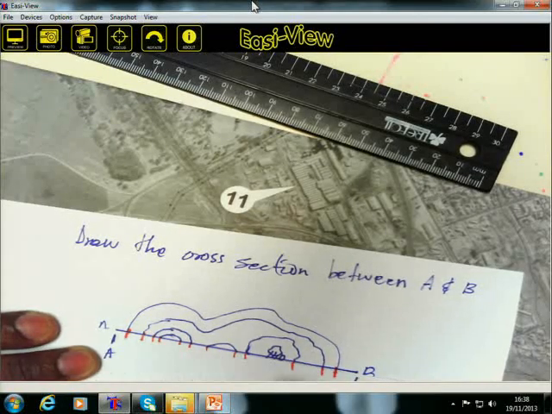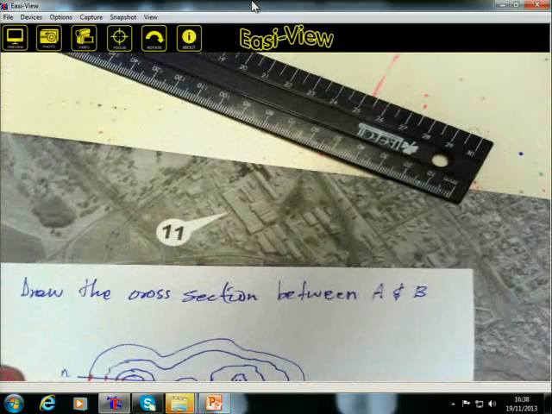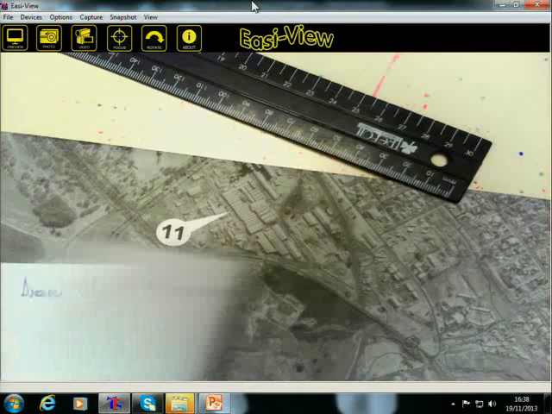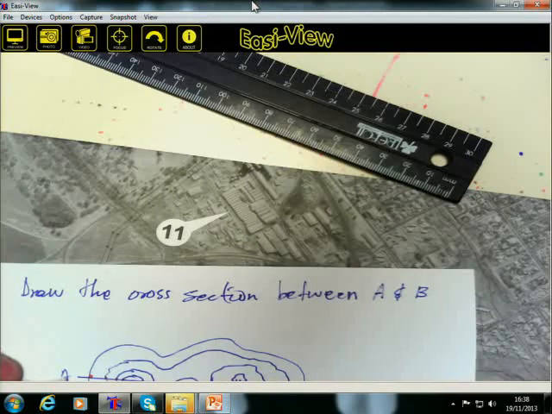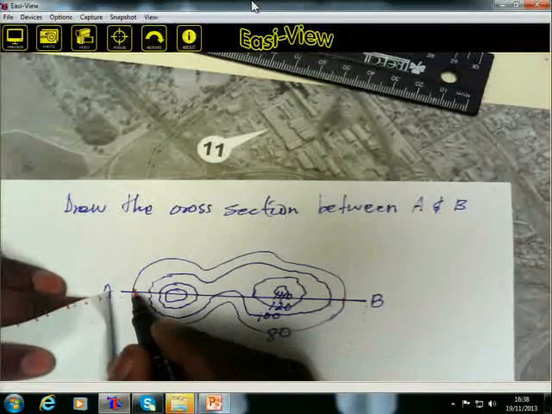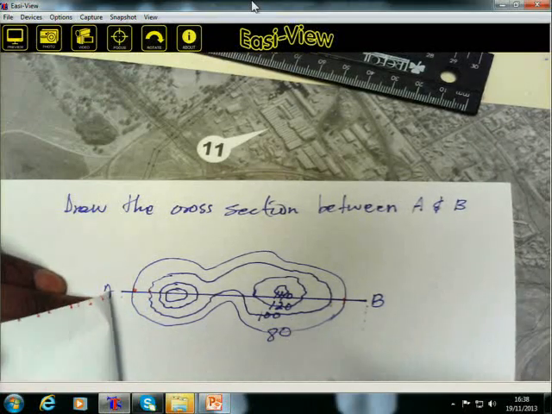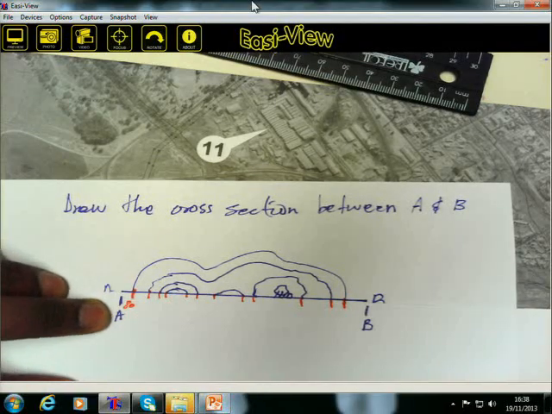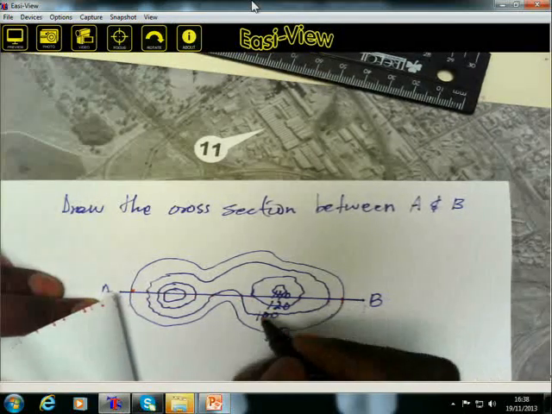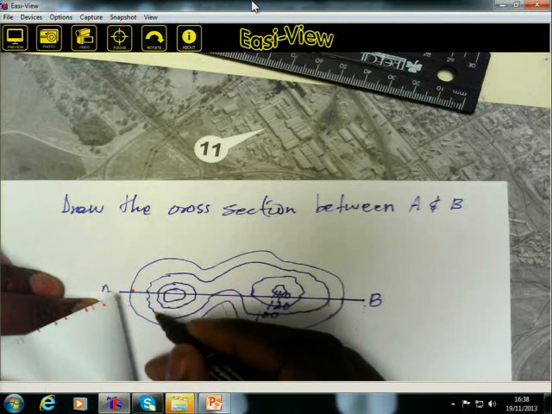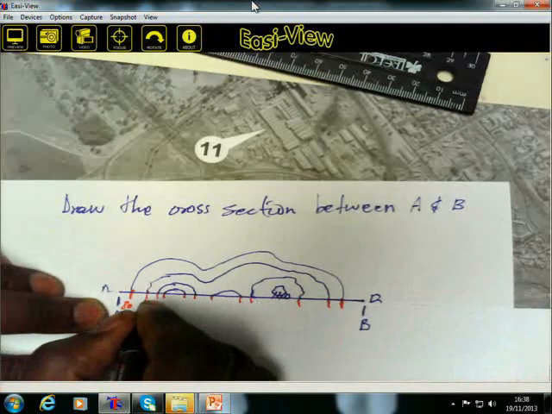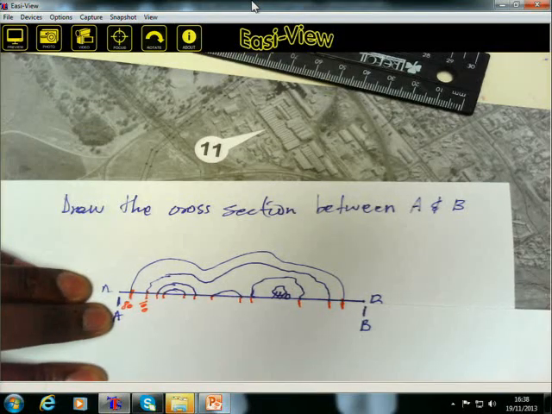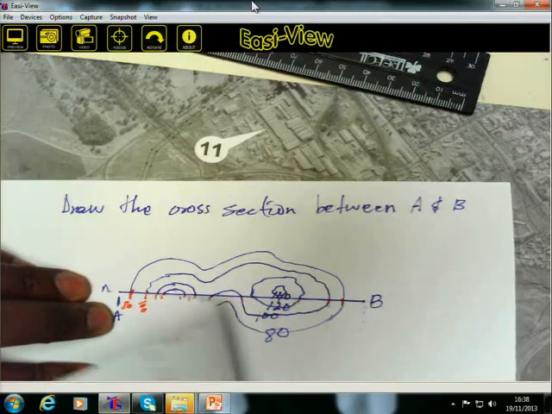After we have marked all the contour lines, then we must look at their numbering. This contour line, when you look underneath here, let me put it clearer, it's a contour line of 80. Now I write 80. The second one, when you follow it up, it's a contour line of 100. Then I write 100. I prefer to write it downwards so that you have enough space.